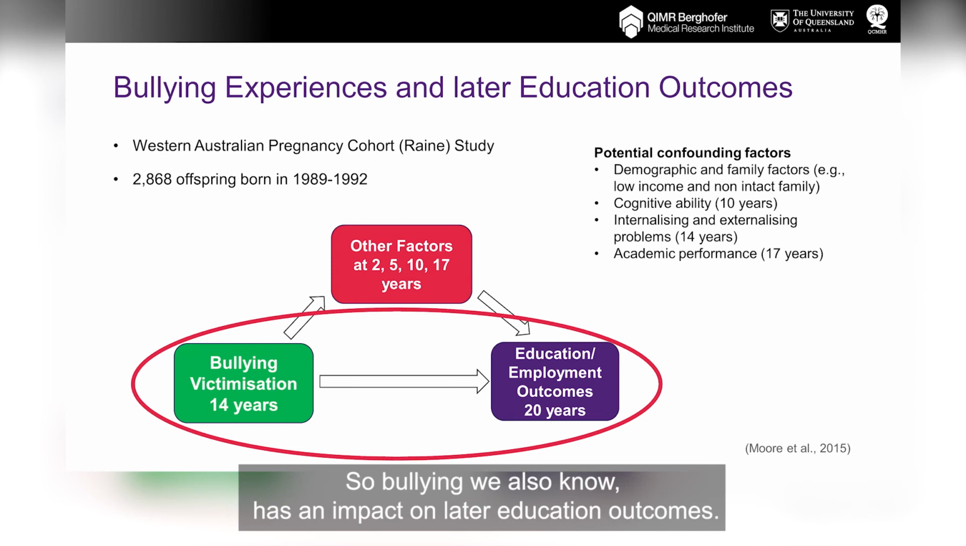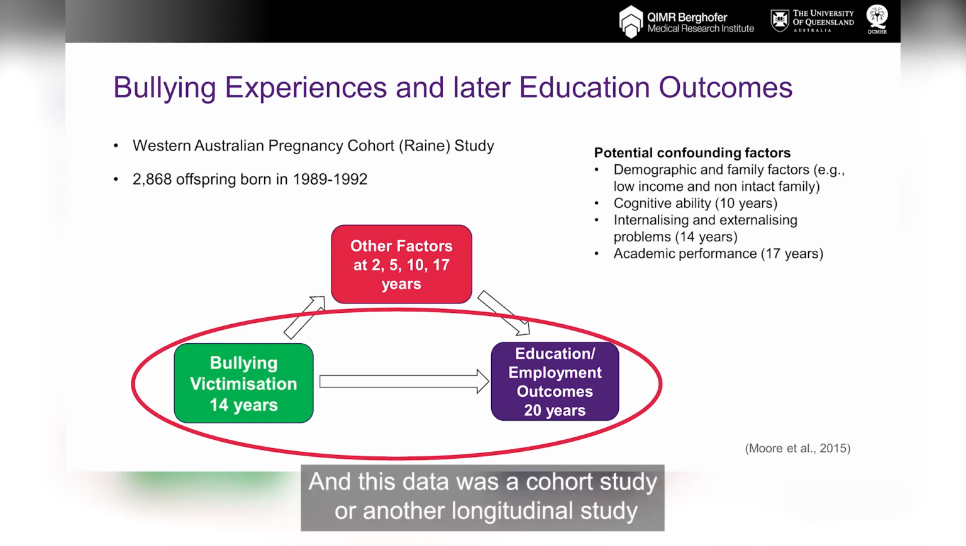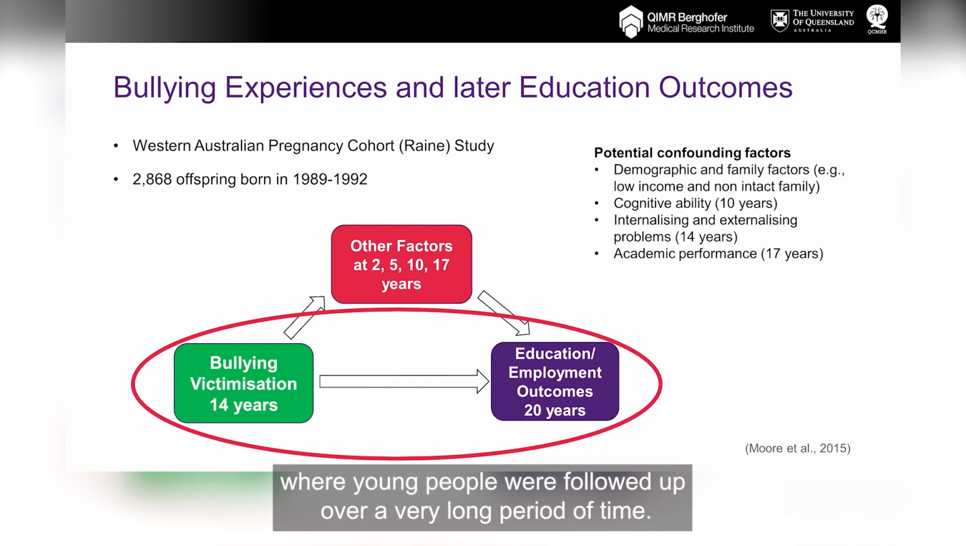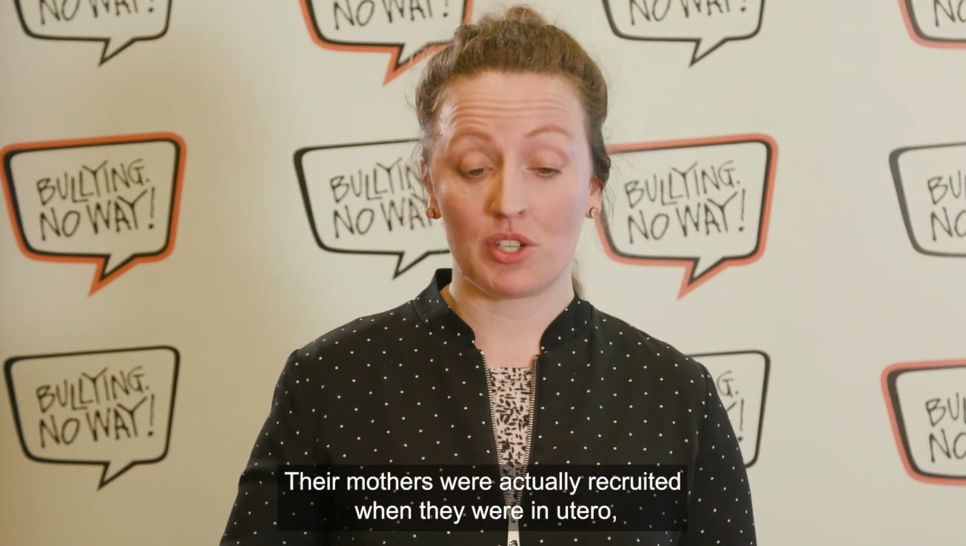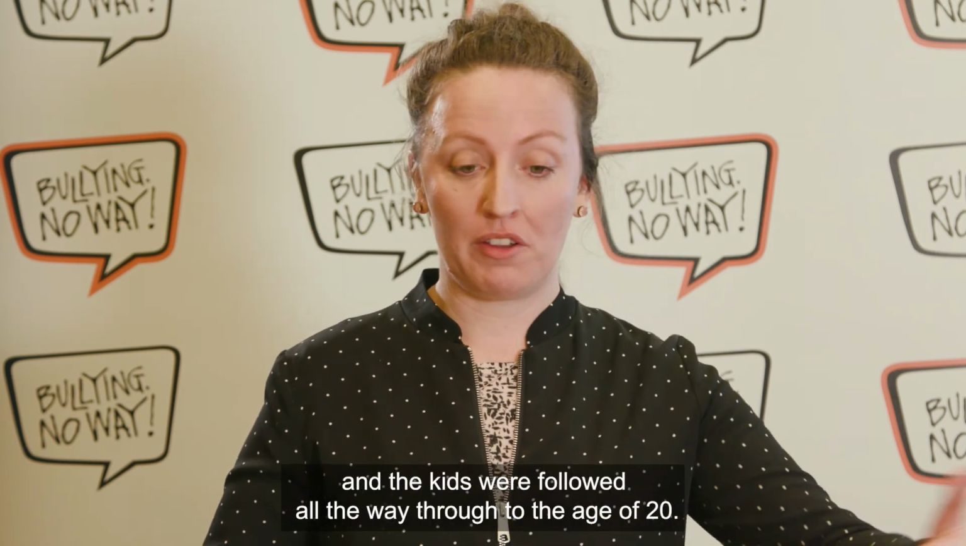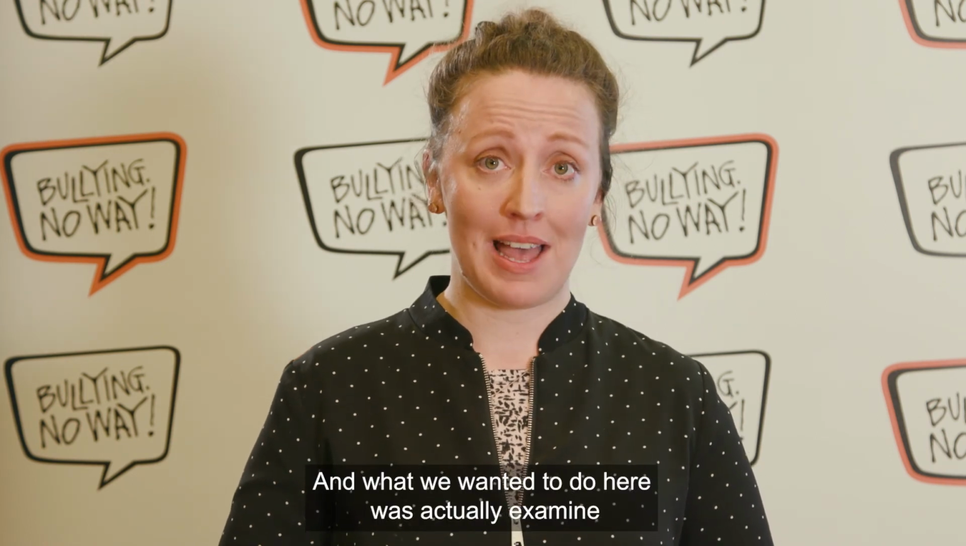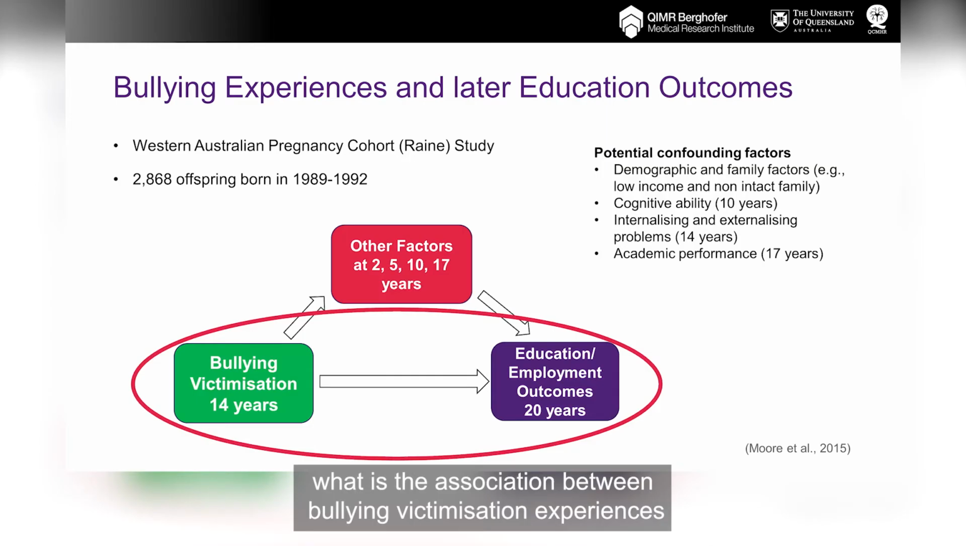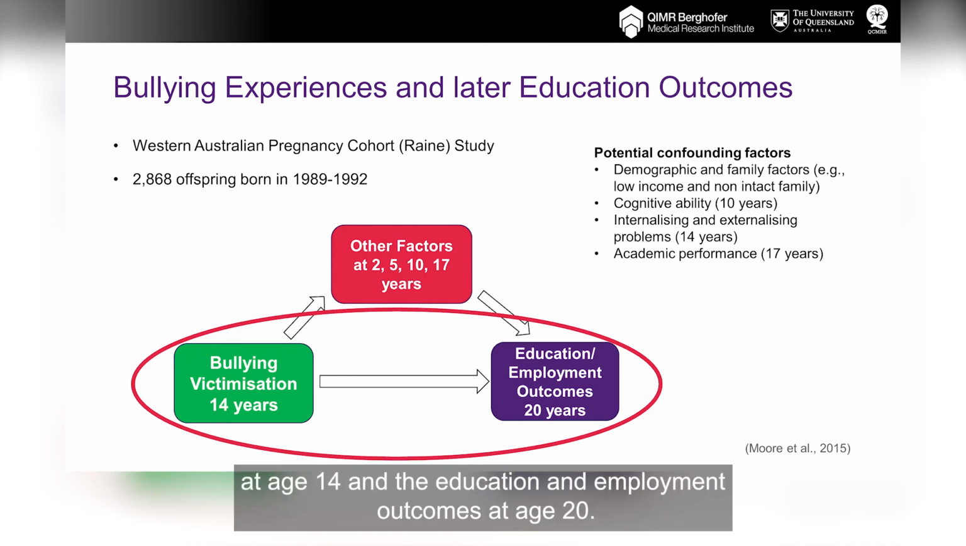So bullying, we also know, has an impact on later education outcomes. And this data was a cohort study or another longitudinal study where young people were followed up over a very long period of time. Their mothers were actually recruited when they were in utero, and the kids were followed all the way through to the age of 20. And what we wanted to do here was actually examine what is the association between bullying victimization experiences at age 14 and the education and employment outcomes at age 20.